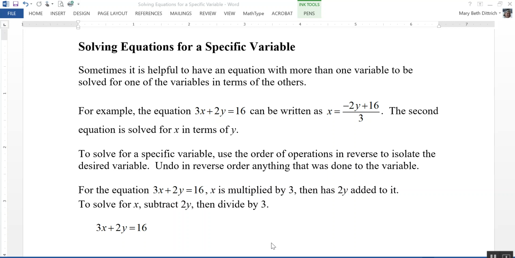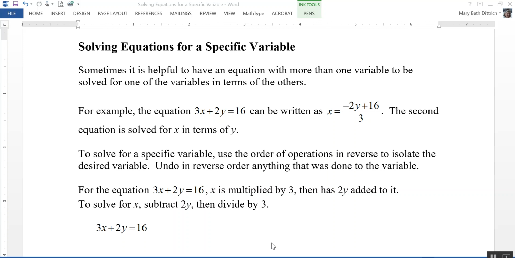This video is on solving equations for a specific variable. Sometimes it is helpful to have an equation with more than one variable be solved for one of the variables in terms of the others. For example, the equation 3x plus 2y equals 16 can be written as x equals negative 2y plus 16 all over 3. The second equation is solved for x in terms of y.